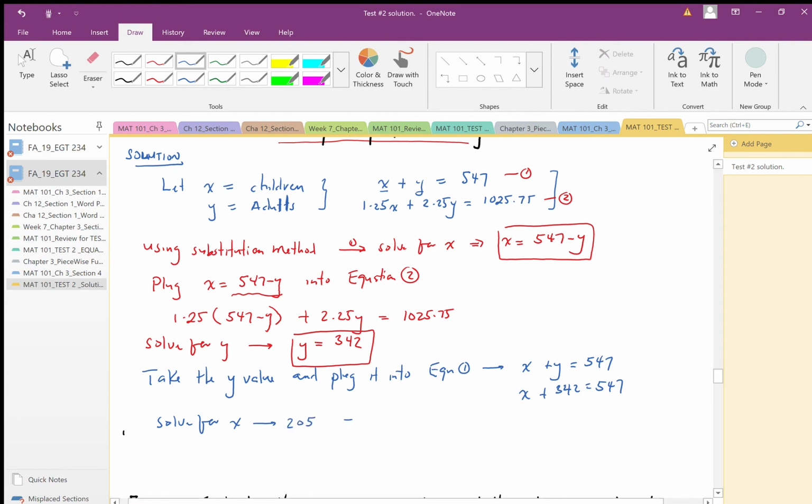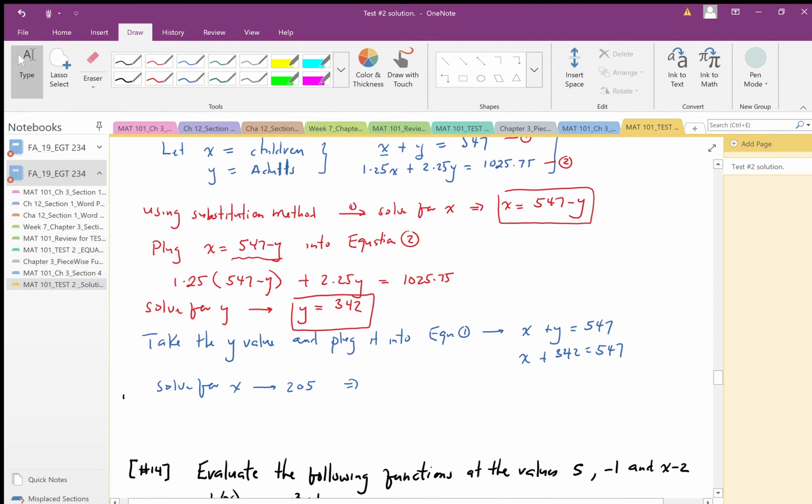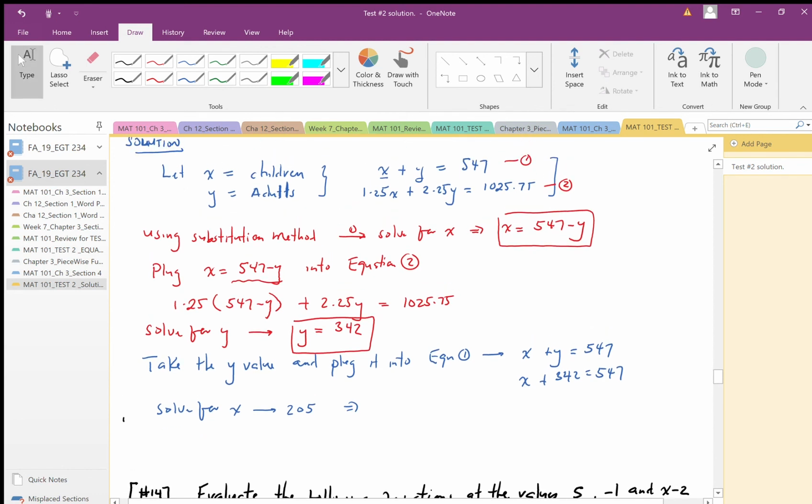So the number of children equals 205. The number of adults equals 342. And when you add these two up, you should get 547. So this is your answer right here.